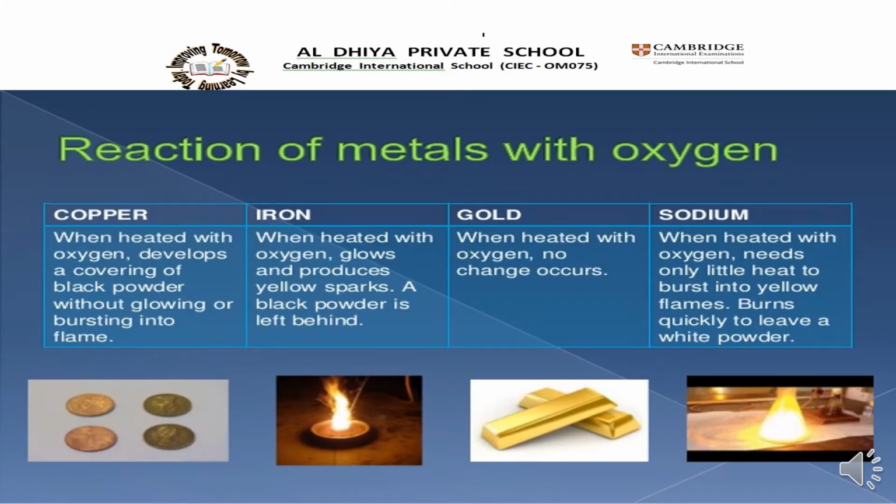Metals have different levels of reactivity. When a metal reacts with oxygen, a metal oxide is formed. Here are some examples. When copper is heated with oxygen, a black powder will form. When heated with oxygen, iron produces yellow sparks and a black powder is left behind. When gold is heated with oxygen, no change occurs. When sodium is heated with oxygen, it bursts into yellow flames and burns quickly to leave a white powder.